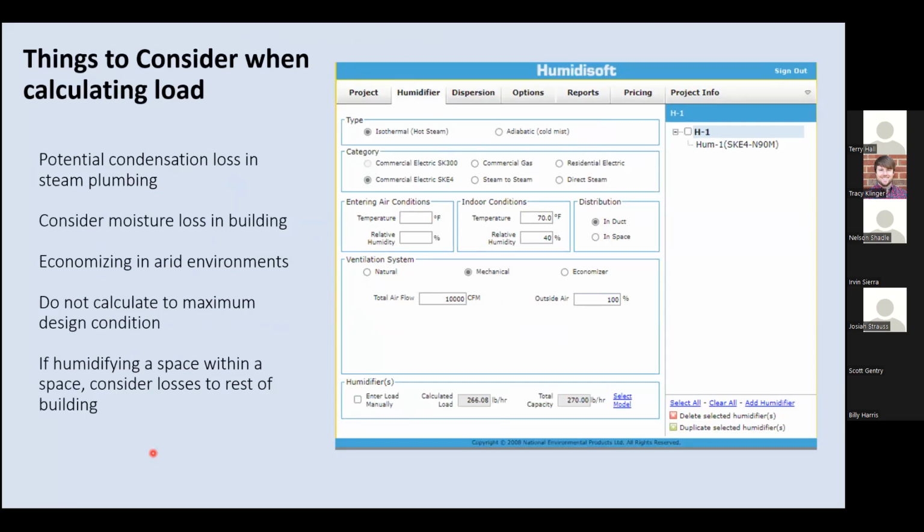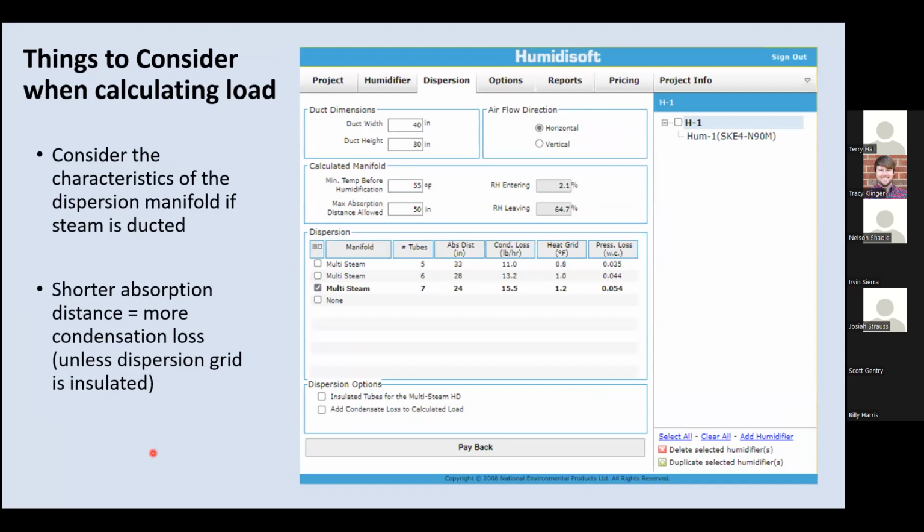Selected a humidifier. We do want to pay attention here because if we look at our grid size, this is in our dispersion. We want to look at several things here. We want to look at absorption distance, which you can see is right here, but we also want to look at condensate loss. Here's the pressure drop. You can look at the number of tubes. As we put in more tubes to distribute the steam, our absorption distance decreases, but our condensate loss goes up.